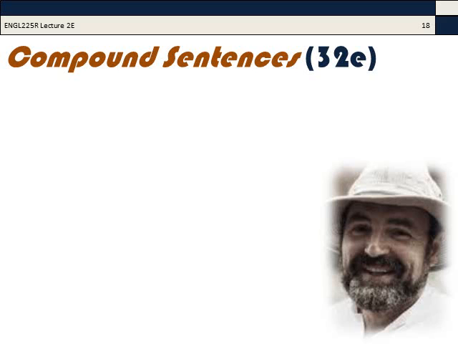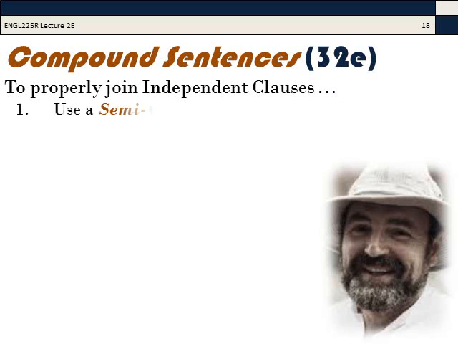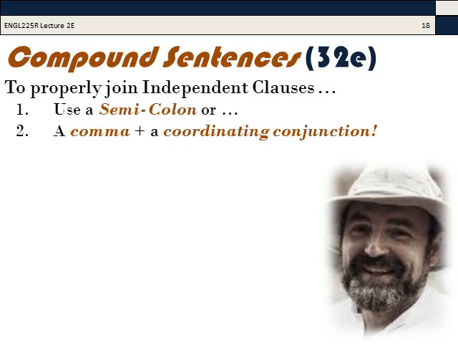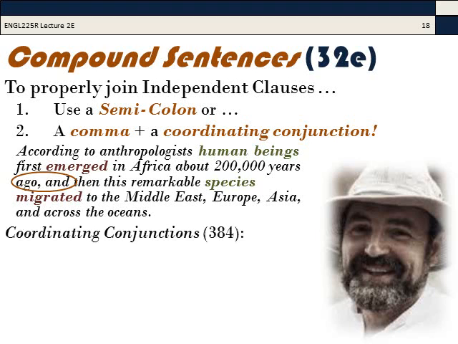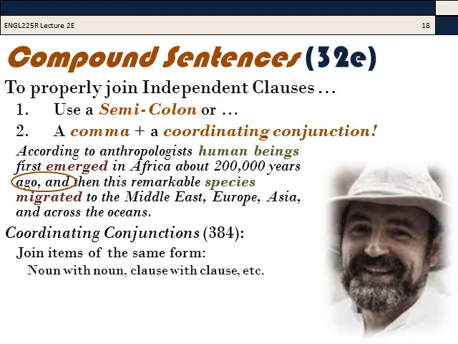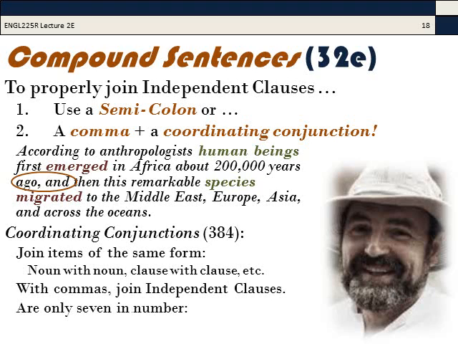Sometimes you'll want to join main clauses. To do this properly, use a semicolon or a comma and a coordinating conjunction, as we see right here. Now, what are these coordinating conjunctions? Well, they join items of the same form, noun with noun, clause with clause, etc. With commas, you can join independent clauses with coordinating conjunctions, and there are only seven of them: but, or, yet, for, and, nor, and so. Boy, fans.